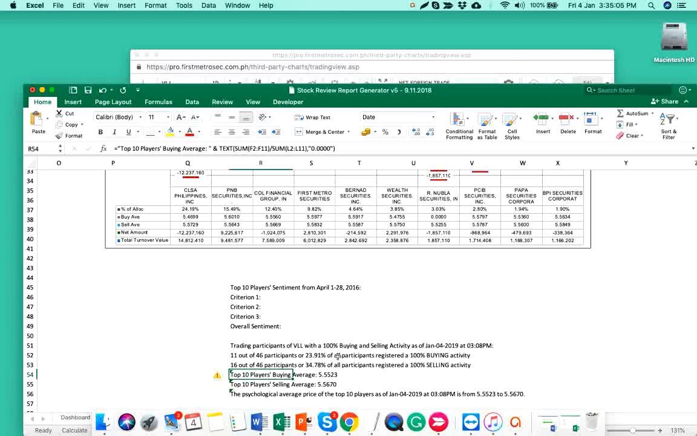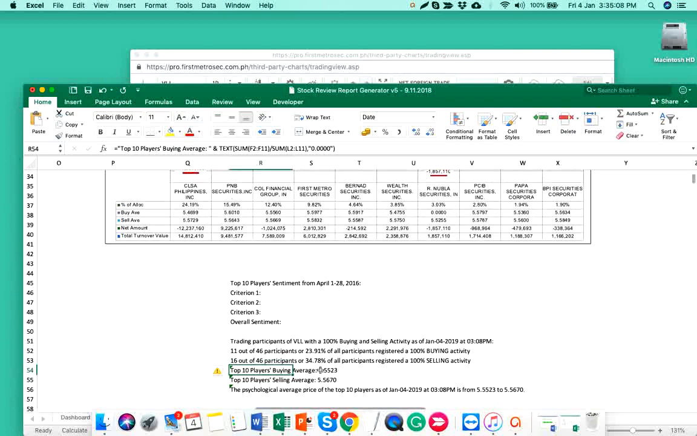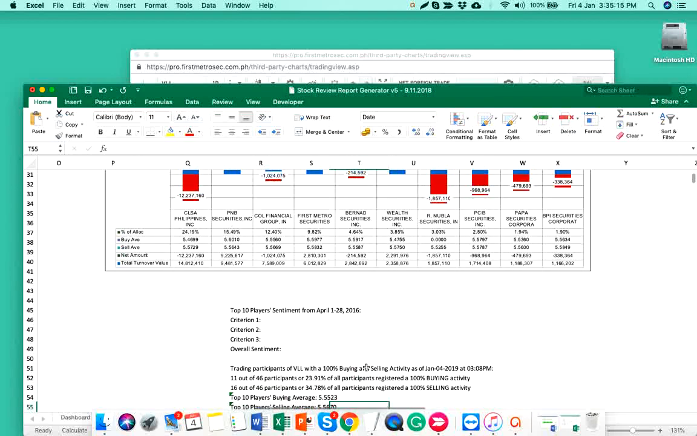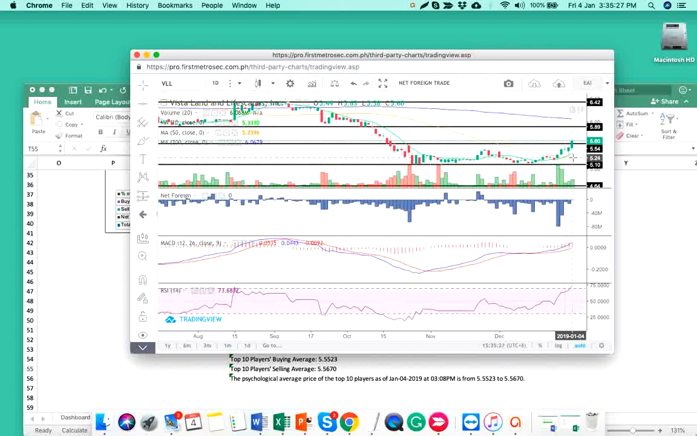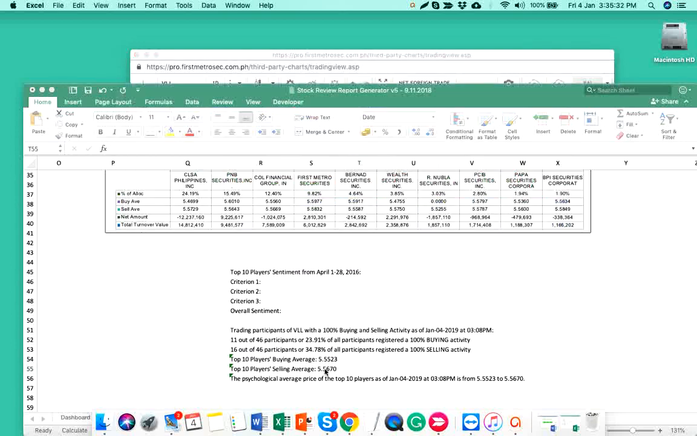Now, for the top 10 players buying average, which is 5.55, and the top 10 players selling average, 5.56, I would say that there seems to be a tug of war between the bears and bulls that are trading VLL today. Now let's go back to the chart and see where the current price is. VLL is currently trading at 5.60 as of the time of checking, and the brokers' top 10 buying average is at 5.55, while their selling average is at 5.56.